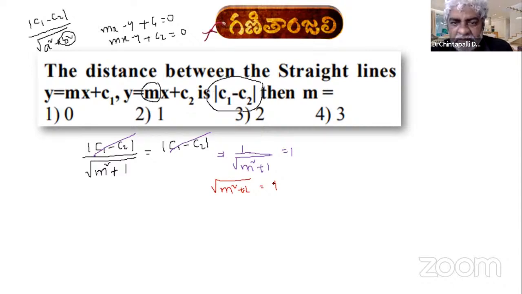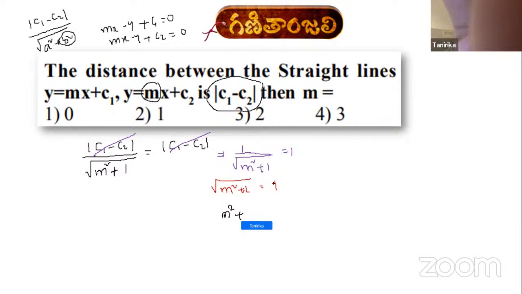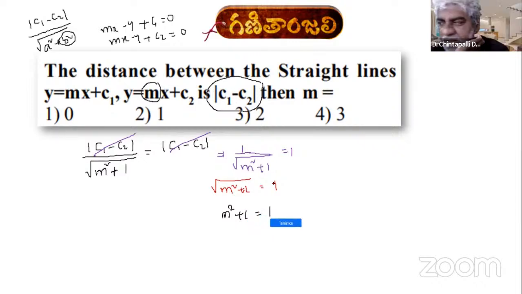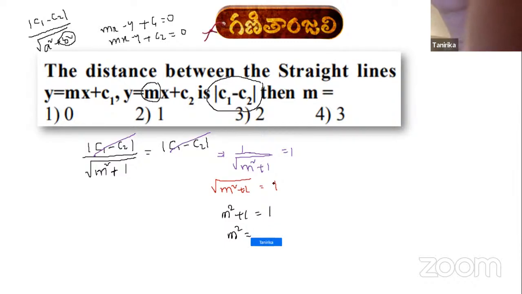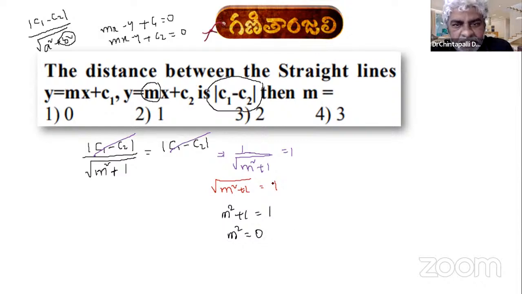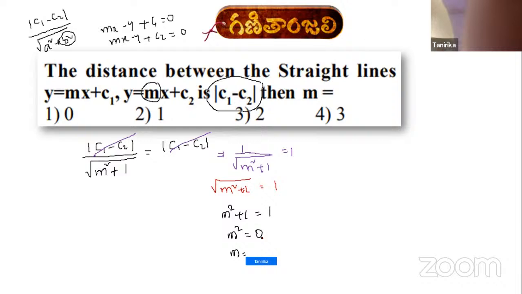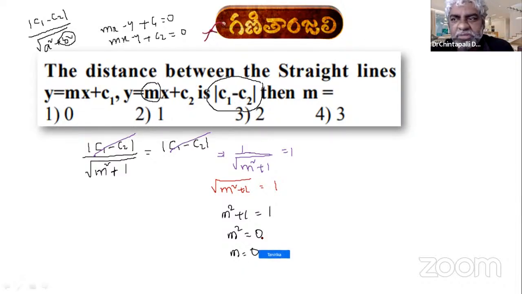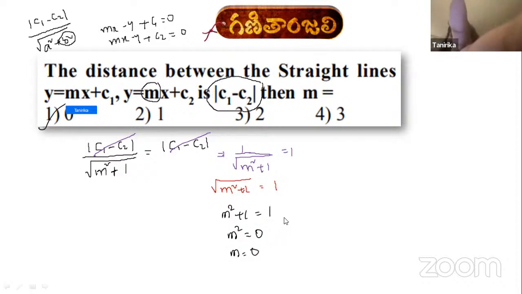Squaring on both sides, m square plus 1 equals 1. So m square equals 0. Yes. So m is equal to 0, sir. That's good. Mark the correct option. Option 1. That's it. Very good.